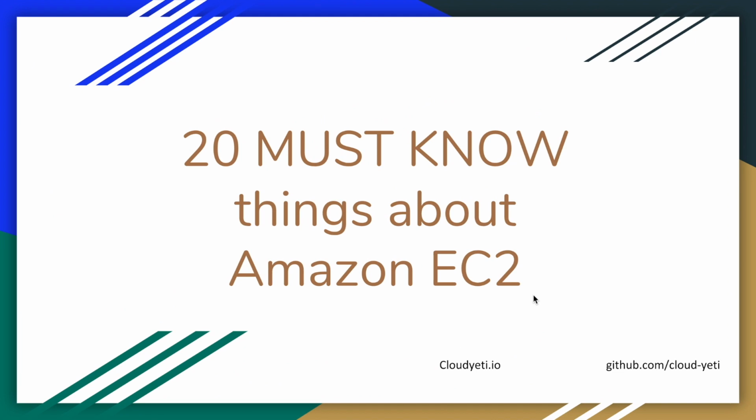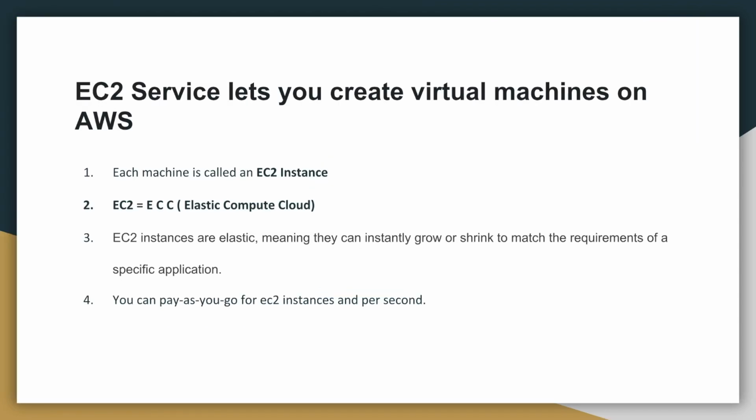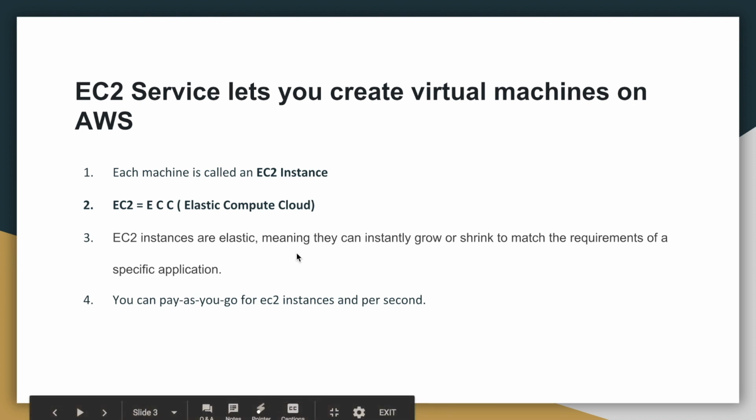Hello everyone. Welcome to this video. In this video, I'll start covering the 20 must-know things about Amazon EC2. So let's get started with fact number one. EC2 service lets you create virtual machines on AWS. Each machine is called an EC2 instance. EC2 comes from the name Elastic Compute Cloud, or ECC.